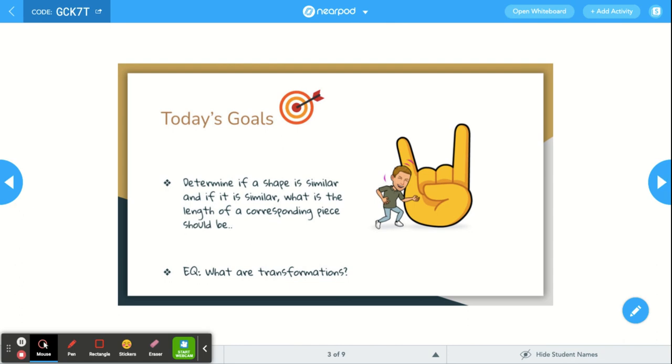So the goal of this lesson is to determine if a shape is similar, and if it is similar, what is the length of the corresponding piece, or what should it be? We're still working on the essential question of what are transformations?